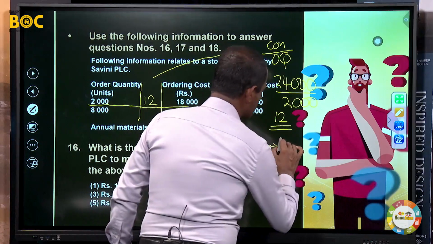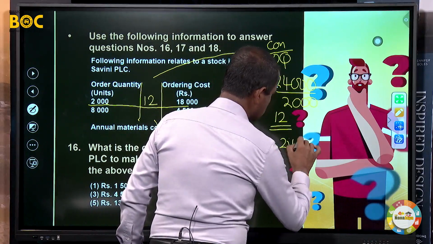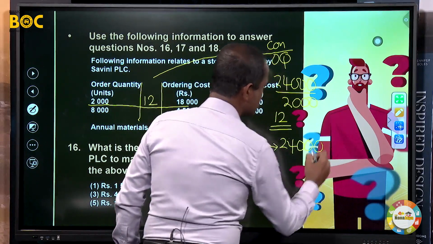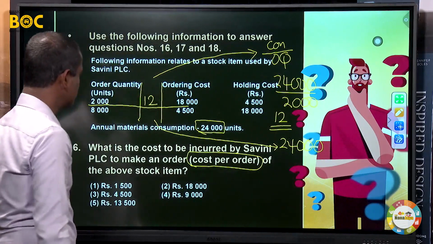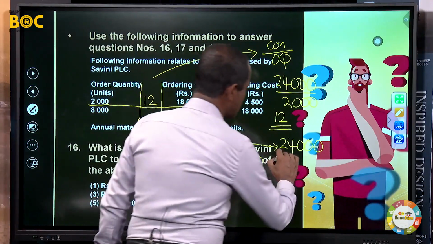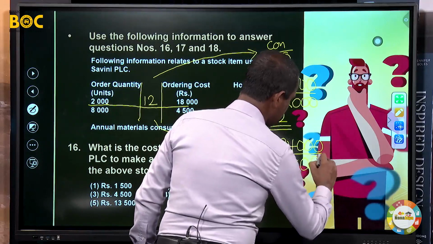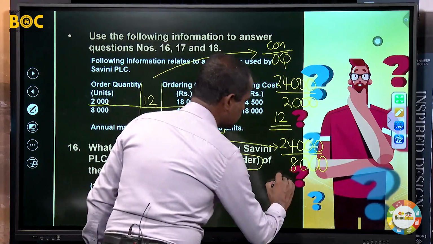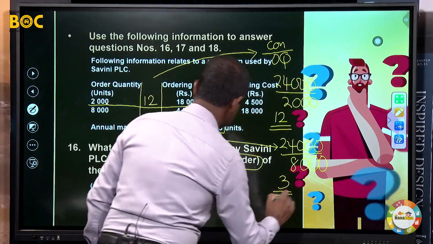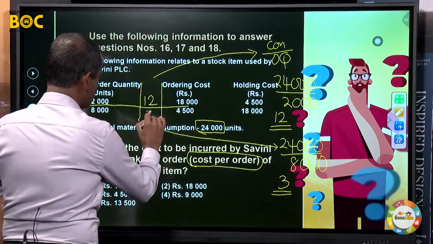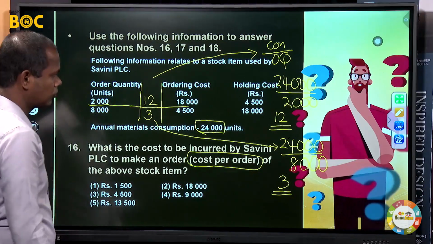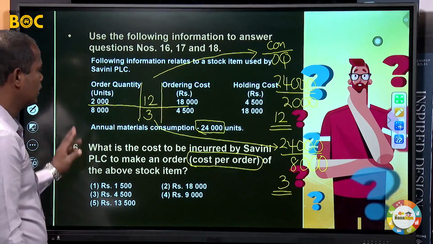Consumption is fixed, 24,000. When you order 8,000, how many times do you order? 3 orders.